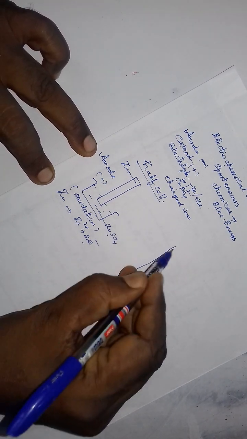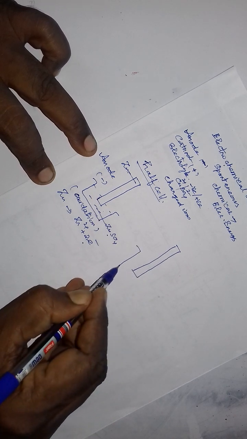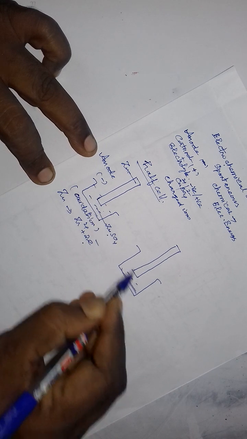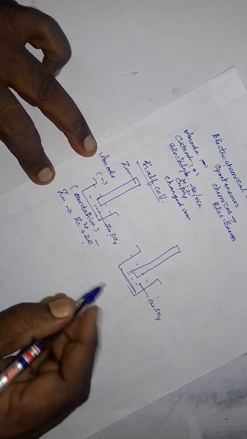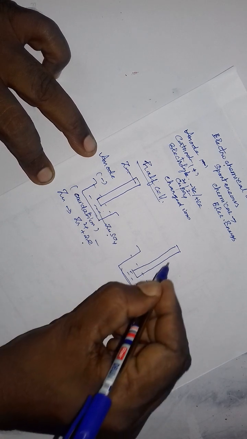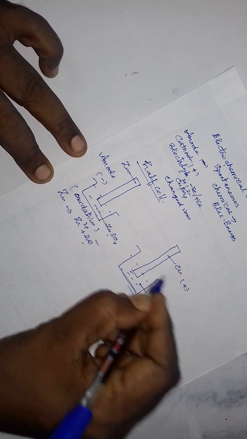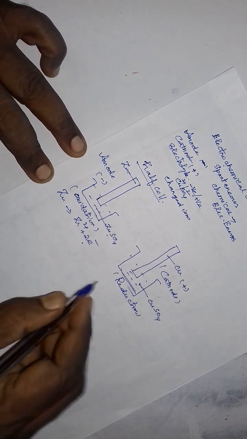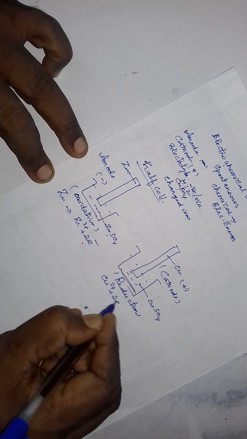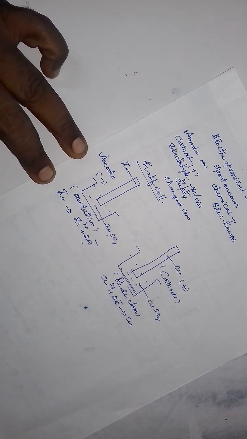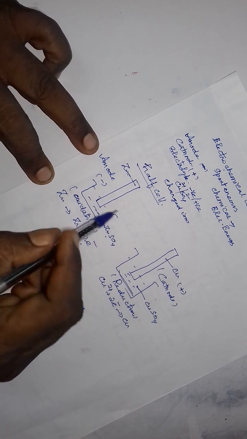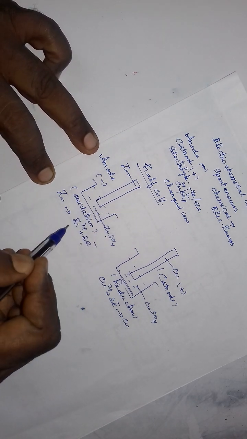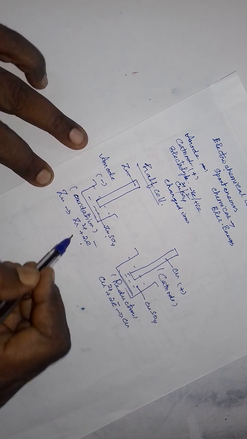Similarly, there is a copper rod dipped into the copper sulfate solution. This is the cathode. Here the reduction reaction takes place: Cu 2 plus plus 2 electrons gives copper. This one is also called a half cell. So one half cell produces Zn 2 plus and 2 electrons in the oxidation reaction, and in the reduction reaction, Cu 2 plus plus 2 electrons is reduced to copper. These are called half cells.